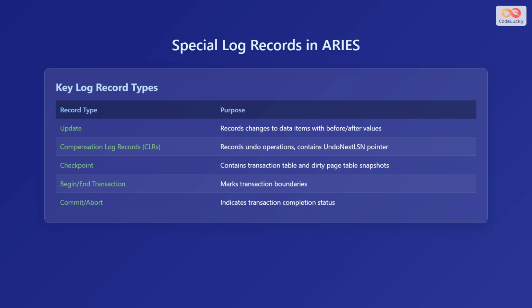Third, checkpoint. These records contain snapshots of the transaction table and dirty page table. Fourth, begin and end transaction. These records mark the start and end of a transaction. And fifth, commit and abort. These records indicate whether a transaction was successfully completed or was aborted.